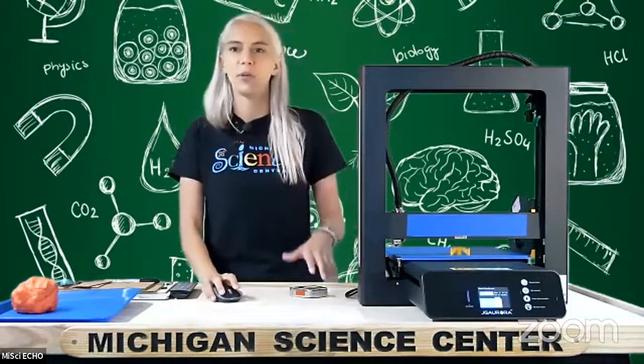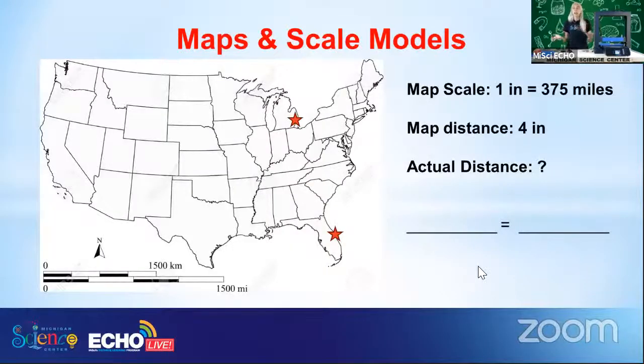Let's go ahead and talk about our first example here of using a scale as it pertains to a map. Now, I remember back in elementary school learning how to use a scale on a map, or using the legend on a map to calculate distances. If this is something you haven't yet learned, it's a great way to practice. Now, we are going to practice together calculating the distance between Detroit, where the Michigan Science Center is, and Kennedy Space Center, which is way down here in Titusville, Florida.